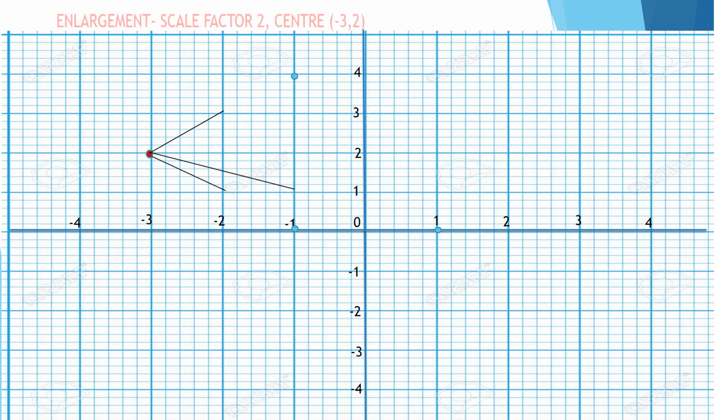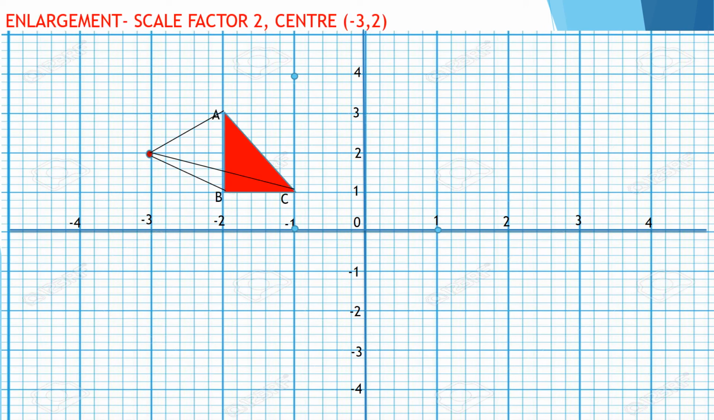All right, we are looking at enlargement now, and I have this triangle ABC to enlarge, and the scale factor is 2, and our center of enlargement is this point here, where x is -3 and y is 2. So our center is (-3, 2). What we do is join the vertices to this point. Join point A to this center, point B to the center, and point C to the center.